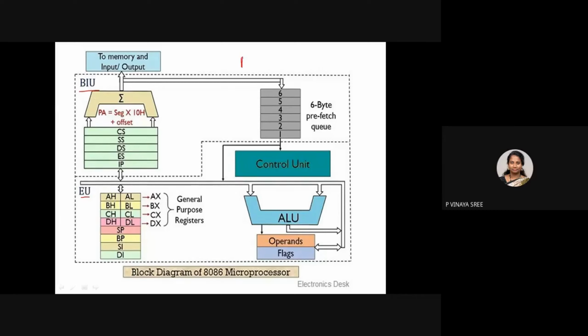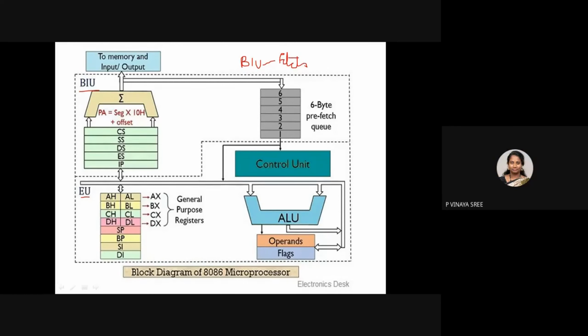And in BIU, what will it be doing, ma'am? The processor has to execute, and for execution we studied in the first unit. Yes. So BIU is for fetching, and EU is used for decoding and execution.